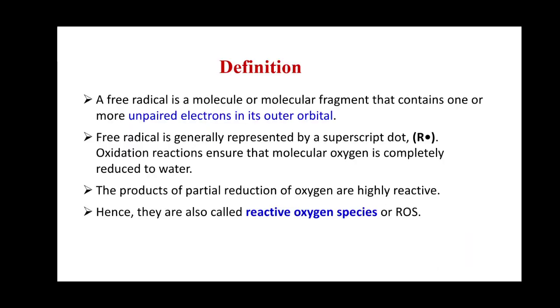So first we'll see the definition of free radicals. Free radicals are atoms or molecules containing one or more unpaired electrons in an outer orbit of an atom. They are generally represented by a superscript dot. The partial reduction products of oxygen are highly reactive, hence they are called reactive oxygen species.